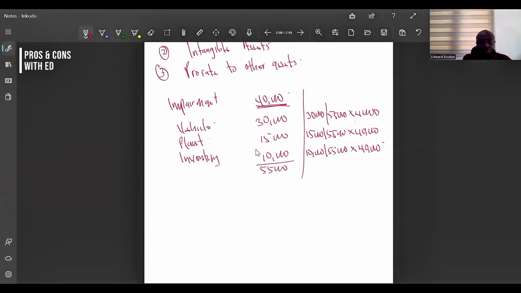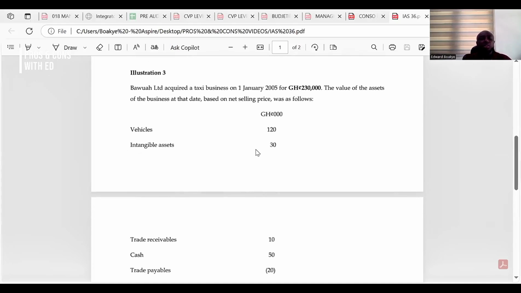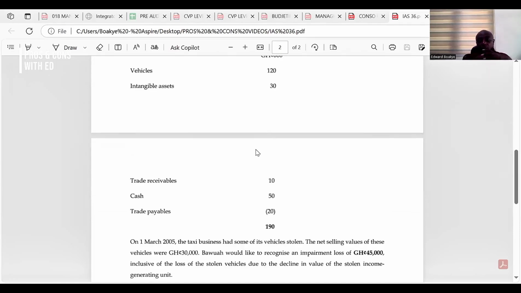So in that case, let's have this scenario. If you look at this illustration, Belwa Limited acquired a taxi business on 1st January 2005 for 230,000. The value of the assets of the business at that date, based on net selling price, was as follows. So we have vehicle of 120,000. We have intangible asset of 30,000. We have trade receivables of 10,000. And then we have cash of 50,000, as well as a trade payable of 20,000. So net is 190.